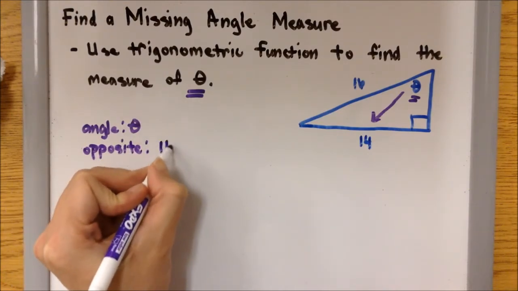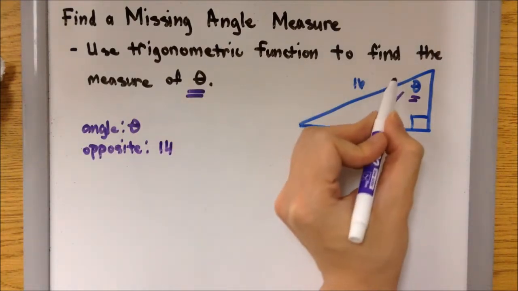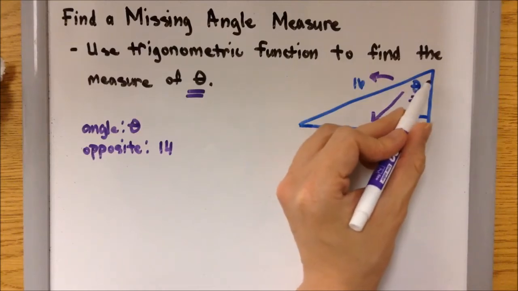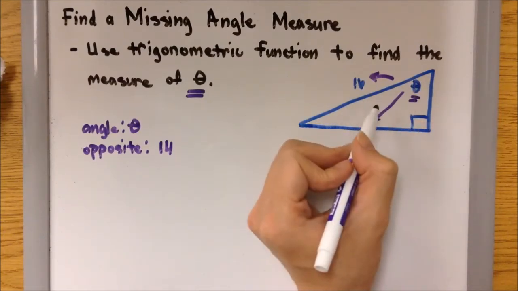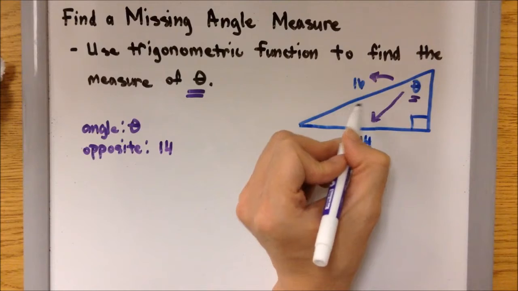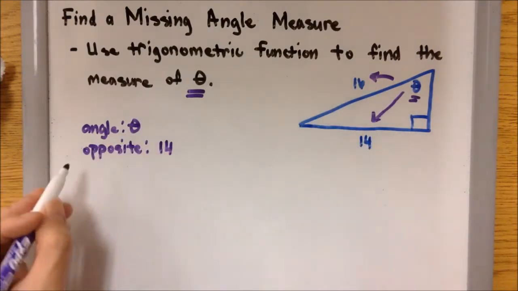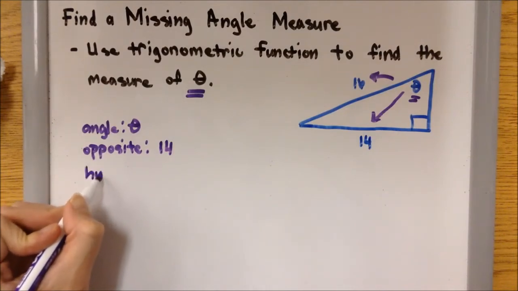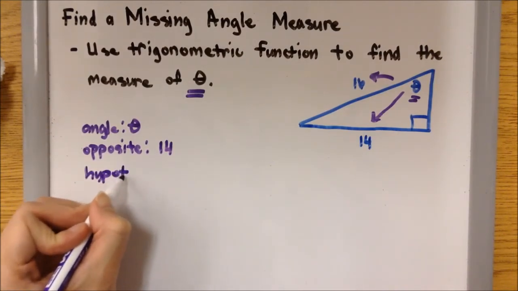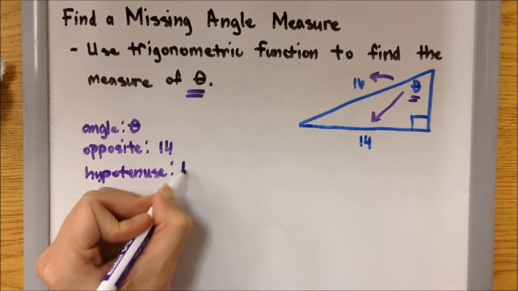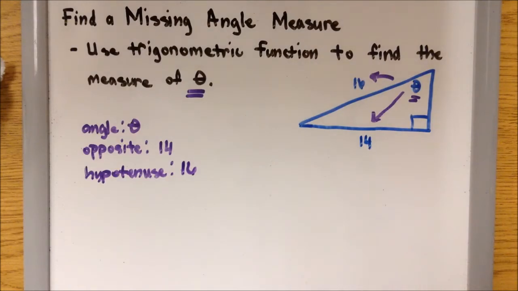Now the side that's next to theta is not adjacent because, one, it's the longest side. But how can we tell that this is the hypotenuse? We can tell that this side is across from the right angle, so therefore this is going to be the hypotenuse, which is 16. Alright, so we have angle theta, opposite is 14, and hypotenuse is 16.